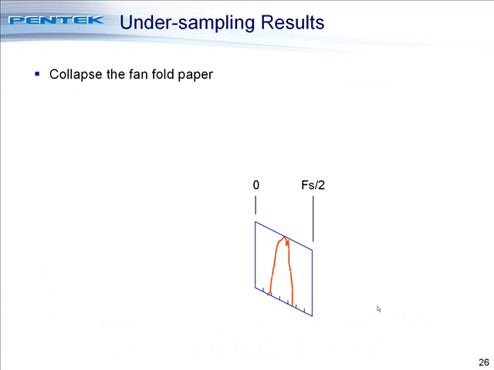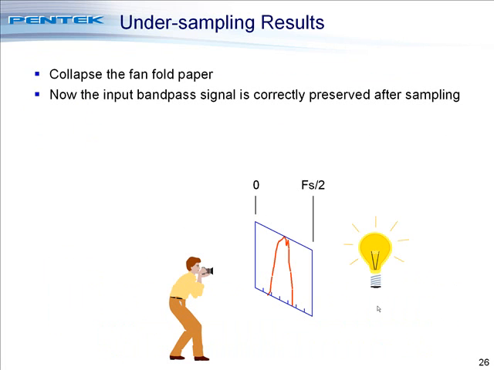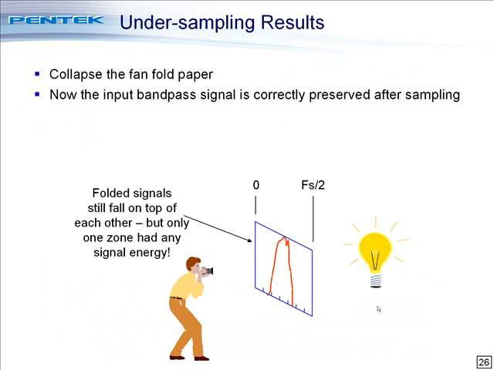Let's see, after we fold the fan-fold paper, collapse it into one stack and look through it, you can see that zone 4 is the only zone that had energy, and so the input bandpass signal is correctly preserved after the sampling.